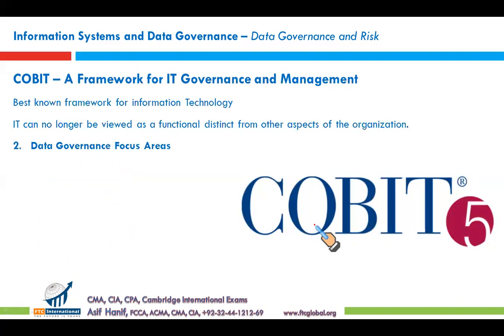Then this model, COBIT 5, gave you data governance focus areas. Data governance should focus on what areas of your information system? First, strategic alignment. See, your business might have some objectives. Business can have many objectives: profit, growth, survival, providing a public service, sales maximization, market share maximization, and so on and so forth. Your business might have many objectives, and many plans and strategies to achieve those objectives.